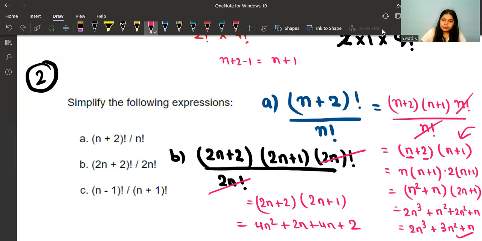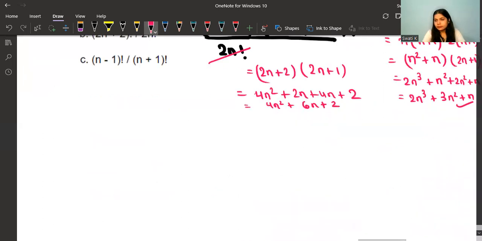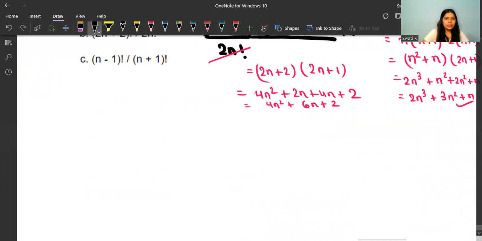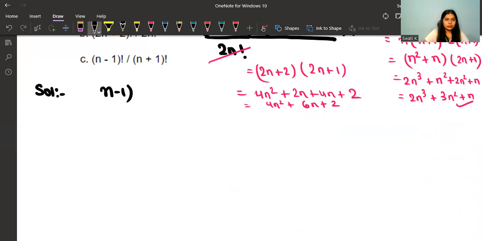Now let's do our last question of the second question, and that is (n-1) factorial upon (n+1) factorial, right? So what I'll do here is go a little bit down. Okay, so this is our question and I'll simplify it over here. We have (n-1) factorial as it is, and here it is (n+1) factorial.